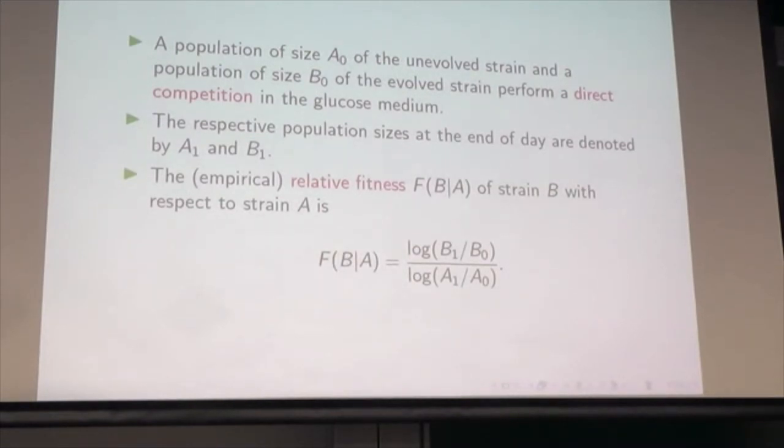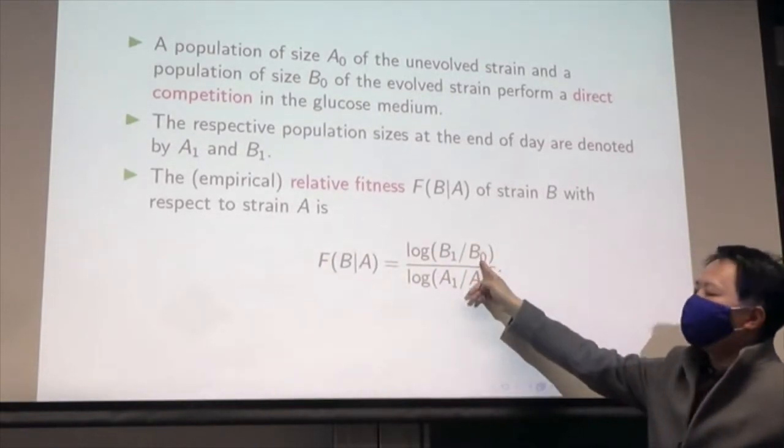Good questions. How do we define the relative fitness of two strains? Consider two populations. One is the unevolved strain, the population at the very beginning in 1988. I take a population of size A naught. The other is the evolved strain, and I take a population of size B naught. I put them together in the same glucose medium and let them evolve. Then A naught becomes A1, and B naught becomes B1.